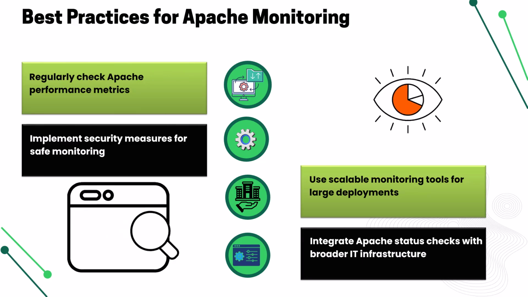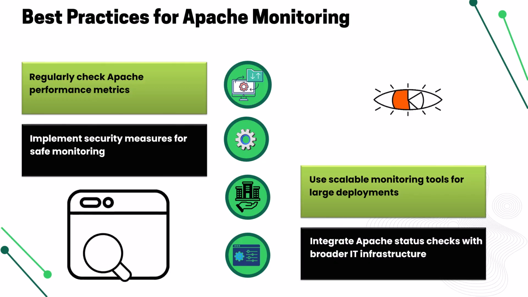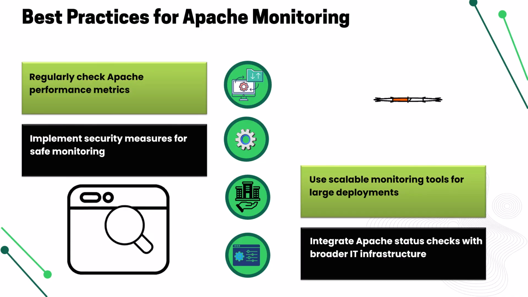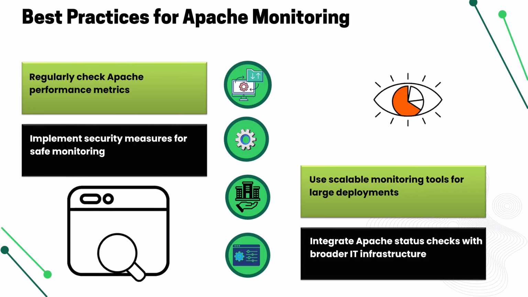Keeping Apache healthy isn't just a one-time thing. We start by regularly checking performance metrics, because prevention beats crisis management. Security matters too, so we ensure safe monitoring practices to keep things locked down. Scalability is key, especially in bigger environments. Monitoring should grow with your infrastructure. And lastly, we integrate Apache status checks with other IT processes, so we're not juggling multiple dashboards.